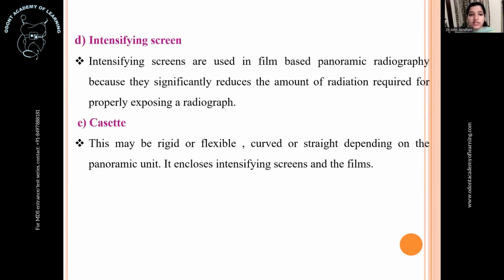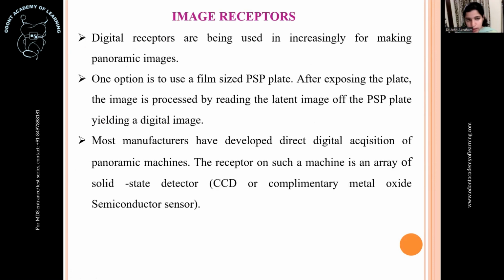Okay. The next is intensifying screens and cassettes that are used if we are using a conventional radiograph. We'll come to digital image receptors. It is now being used increasingly to make the panoramic images. So we use PSP plates. After exposing the plate, the image is processed by reading the latent image of the PSP plate, yielding the digital image. Other than that, we have a CMOS, that is complementary metal oxide semiconductor sensors.